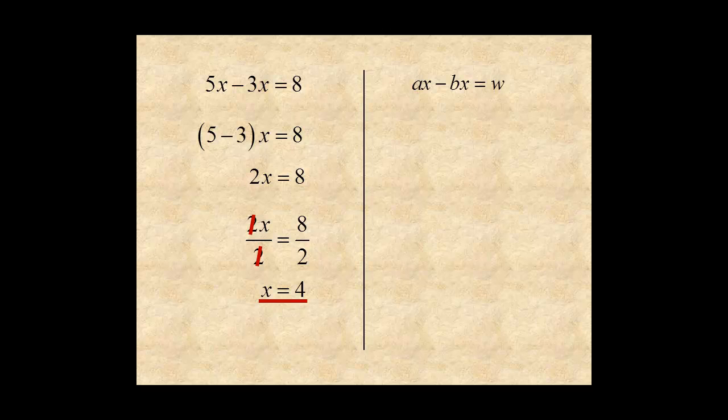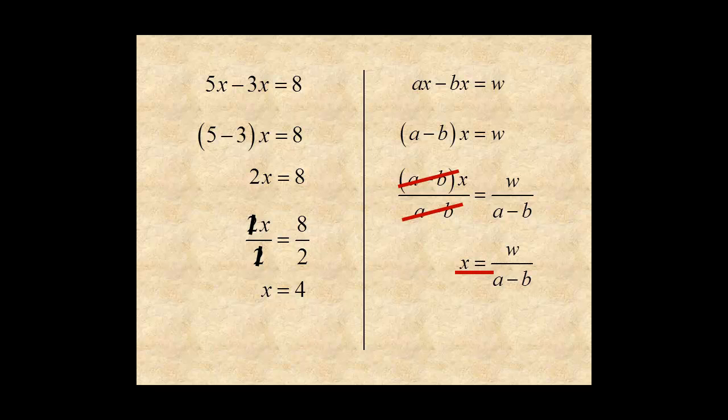For the literal equation, to combine ax minus bx, subtract a minus b for a minus b times x. Then divide both sides by a minus b. For the solution, x equals w over a minus b.